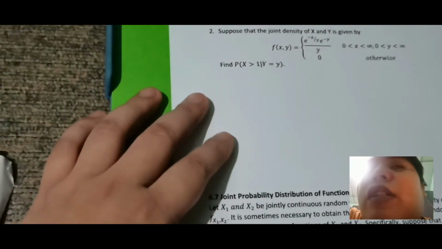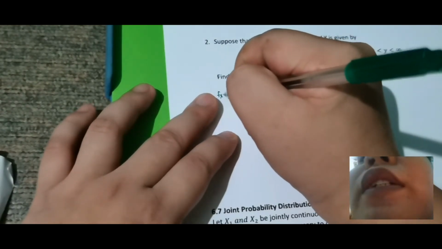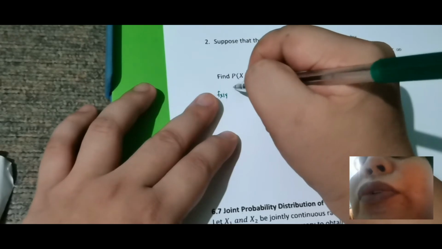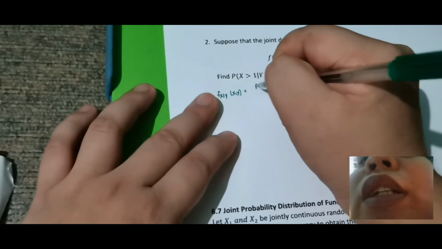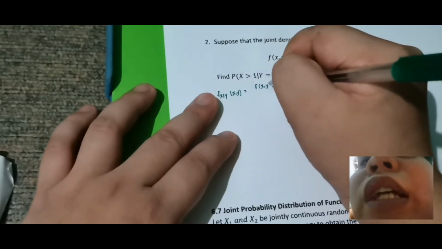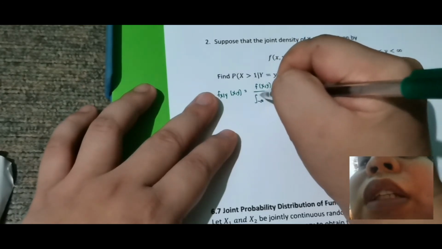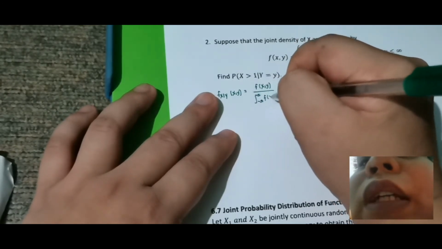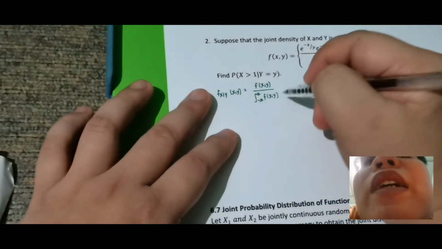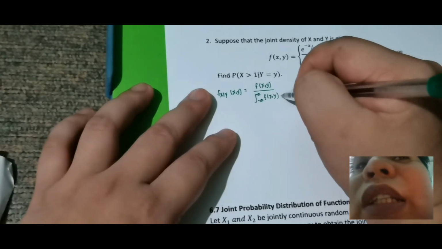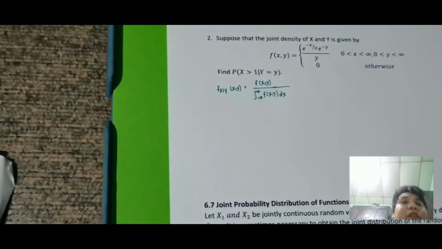Okay, so again, we can start with this. F sub x given y, given that y has occurred, is f of x comma y. So, pwede na ako mag-proceed doon. This is the joint density function of x and y over the integral from negative infinity up to infinity of f of x comma y dx. Okay, so compute muna natin yan para din sa part na yan.